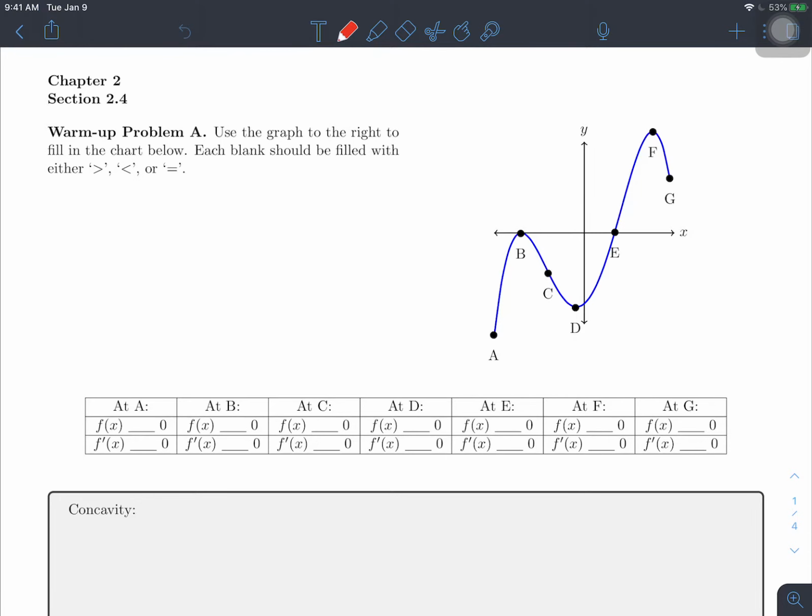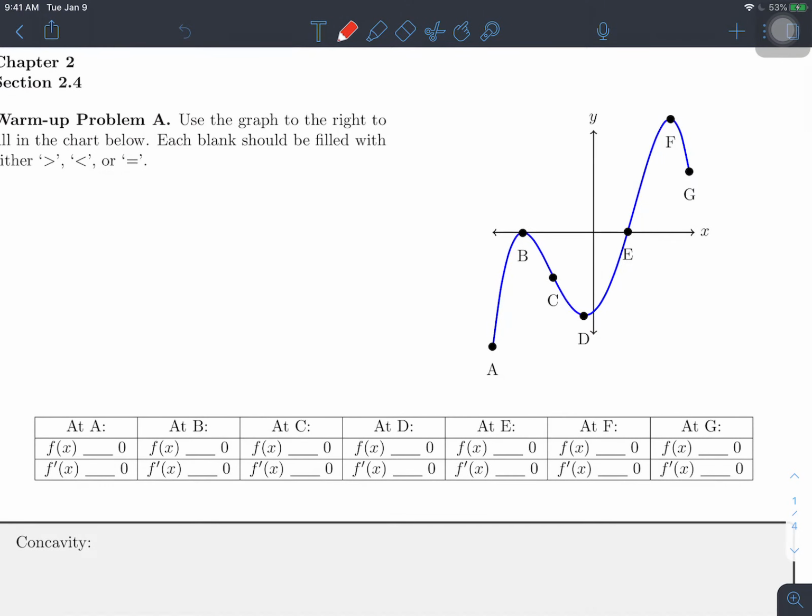All right. So let's take on A. First, I think we can all agree that the value of f at A is less than 0. I put in a less than because, well, it's below the x-axis, right? Why don't we do all the points with just f, and then we'll move on to f prime. So B, it's right on the x-axis. We're going to get an equals. C, it's beneath the x-axis, less than. D, we're going to have below the x-axis, less than. E, we're on the x-axis, equal to. F, we are above the x-axis, greater than. And G, we're above the x-axis, greater than.